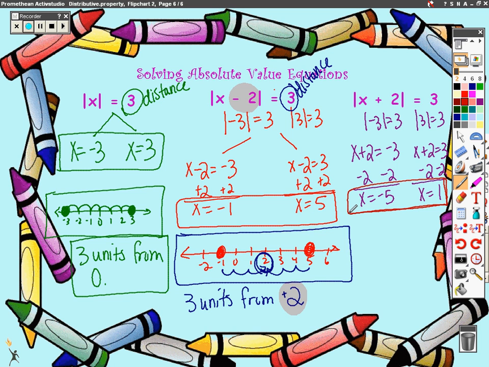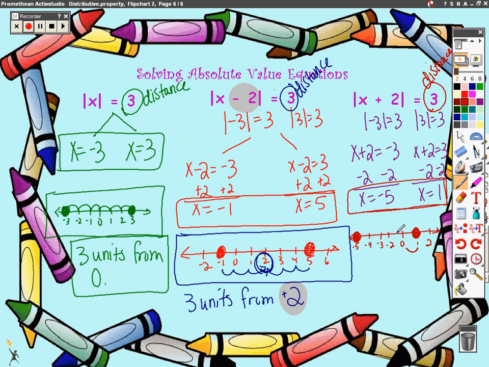Here are my equations. Next, I'm going to do a graph, and I don't really have a lot of room, so I'm going to start at negative 5, negative 4, negative 3, negative 2, 0, 1, 2. My answer is negative 5, and my answer is 1. If I go back up to the top, it tells me that this 3 is my distance. So my two numbers, negative 5 and positive 1, are 3 units from some number. Well, what number is that?